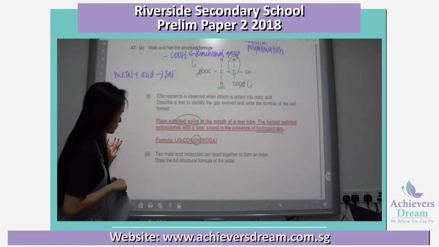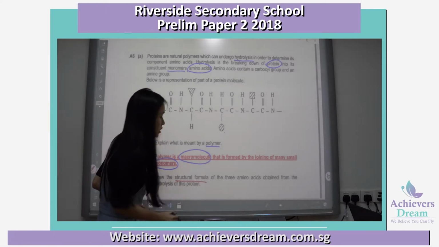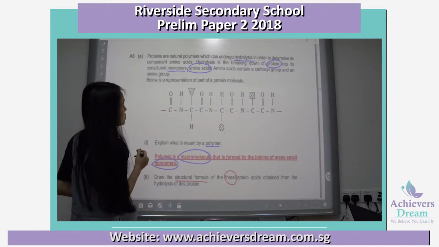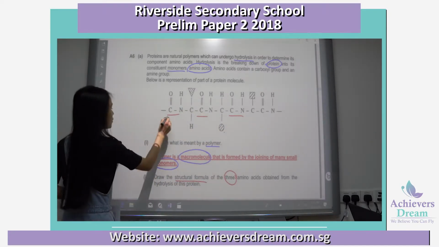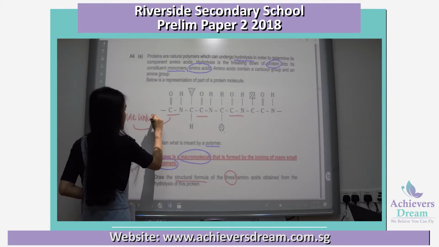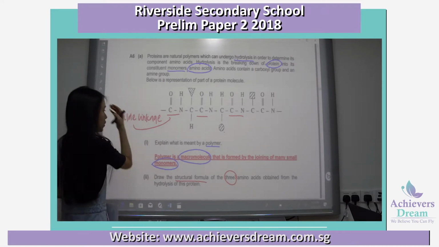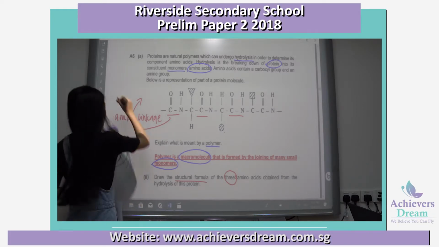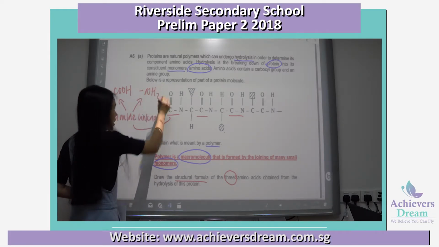Now let's take a look at part 2. We are supposed to draw the structural formula of the 3 amino acids that are present in the polymer. What do you notice about the polymer here? What kind of linkage do they have? This is known as your amide linkage. Remember, you all learned 2 kinds of linkage, ester linkage as well as amide linkage. In your amide linkage, the functional groups present are your carboxyl group as well as your amine group.